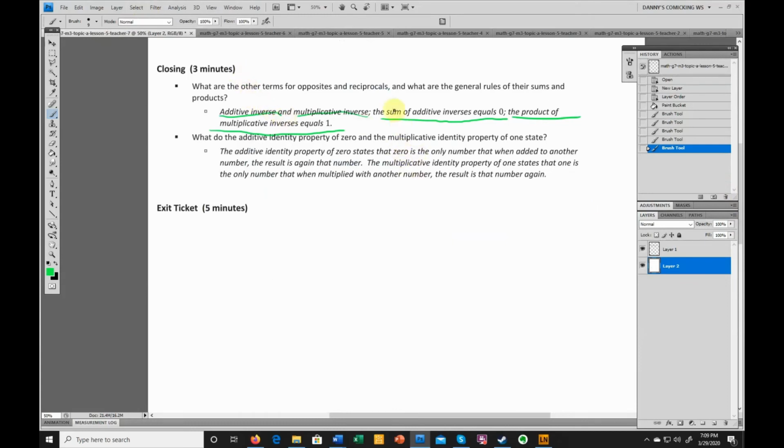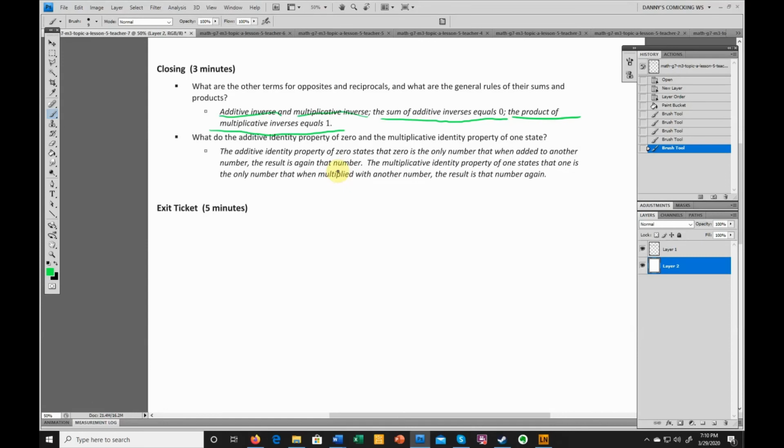Additive inverse and multiplicative inverse are two opposites. The sum of the additive inverse equals 0. The product of the multiplicative inverse equals 1. So, as I said, in multiplication, anything times 1 is that thing. 6 times 1 is 6. Minus 6 times 1 is minus 6.